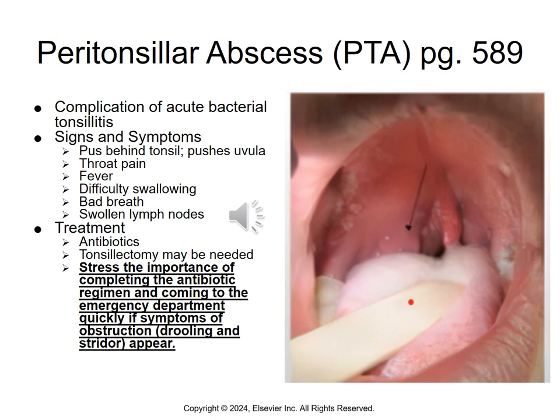going to the emergency department if they note any airway obstruction. Drooling and stridor may occur, along with restlessness, anxiousness, and hypoxia symptoms.